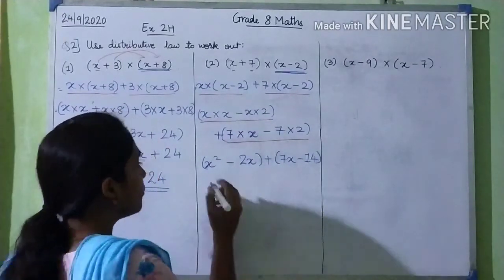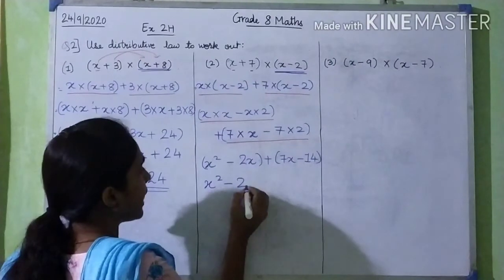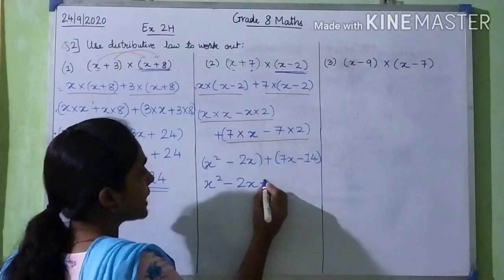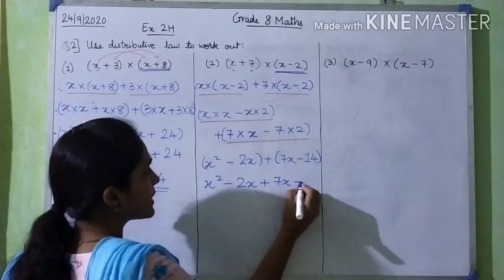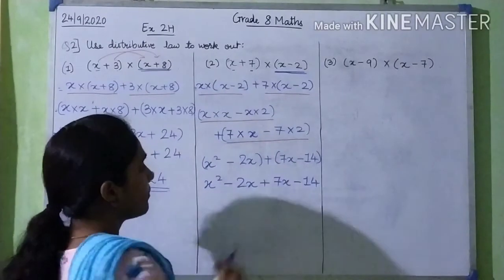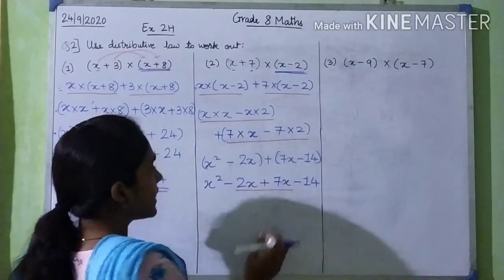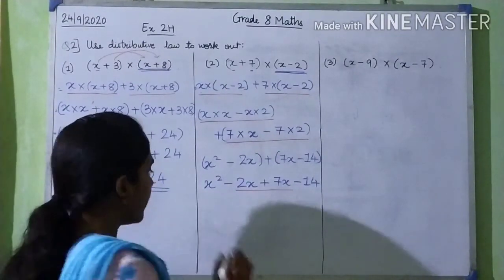Okay. Now I remove the brackets. So x square minus 2x. There is a plus sign, so it doesn't make any difference. So it's plus 7x minus 14. Now this minus 2x and plus 7x are like terms. So we solve them together.